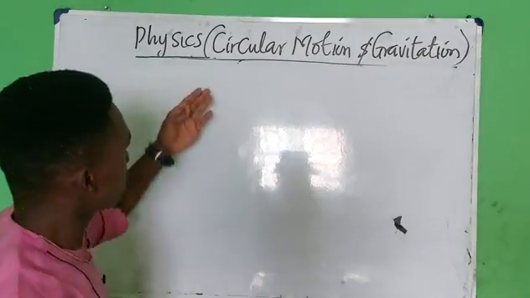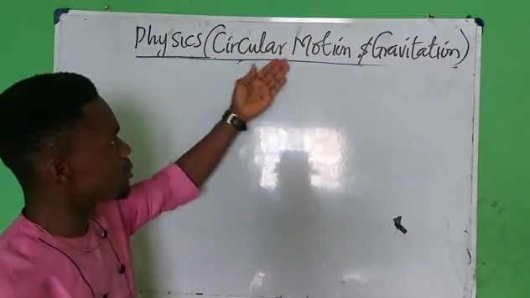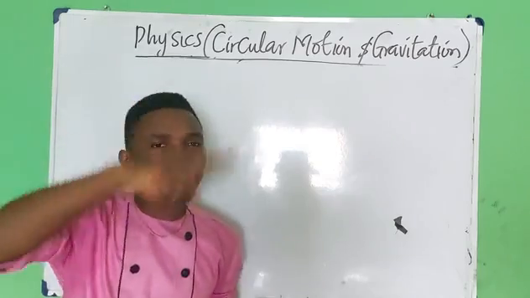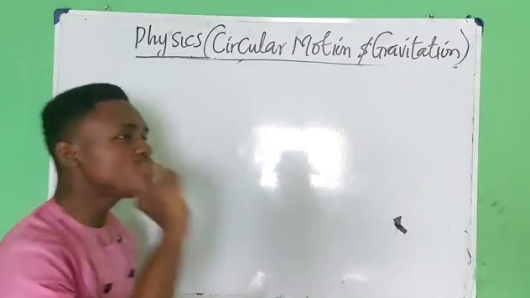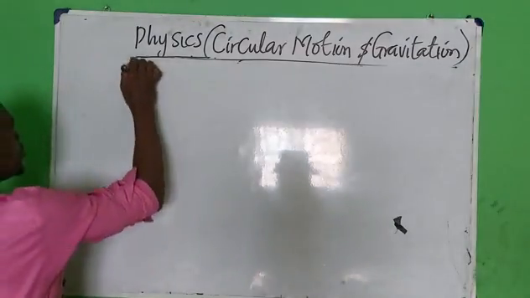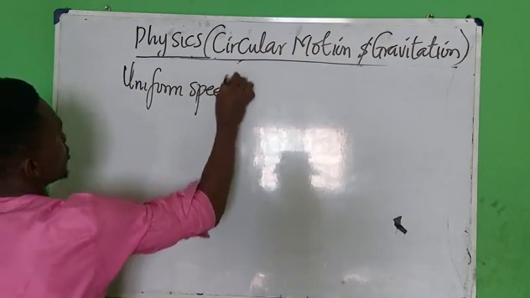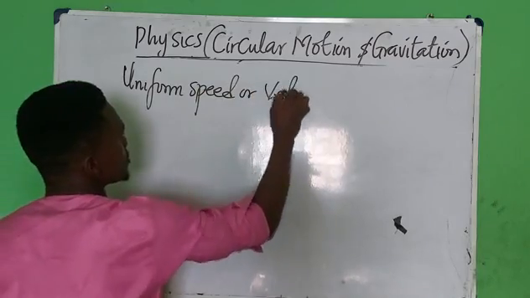Now the topic is circular motion and gravitation. What is the meaning of circular motion? Circular motion is a movement of an object in a circular manner with uniform speed. Please take note, with uniform speed or velocity.